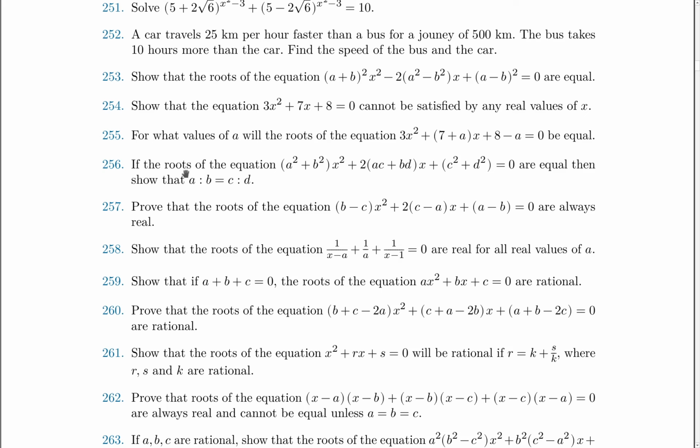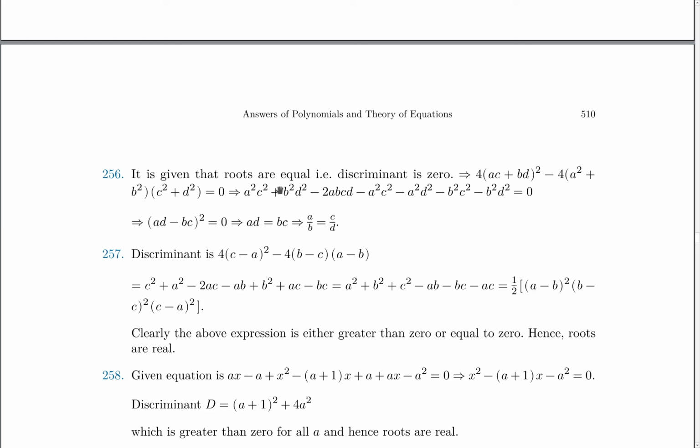Question 256 says that if the roots of the equation (a square plus b square) into x square plus 2 into (ac plus bd) into x plus c square plus d square equal to 0 are equal, then show that a is to b is equal to c is to d. So like always, we set the discriminant to be 0 for equal roots. So we get 4 into (ac plus bd) whole square minus 4 into (a square plus b square) into (c square plus d square). Now, in this expression, a square, c square and b square, d square will be cancelled. This and this will be cancelled. So what we will have is (ad minus bc) whole square. Once we have that, we can say that ad is equal to bc and a by b is equal to c by d.